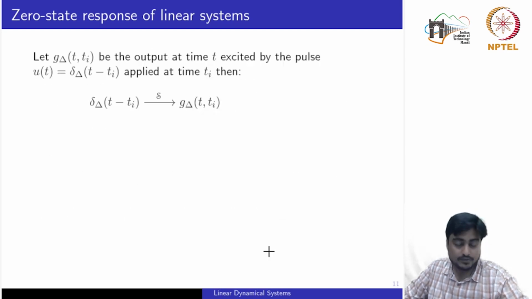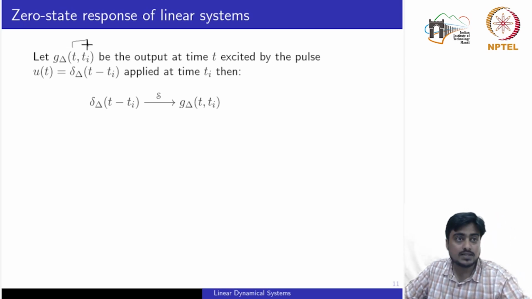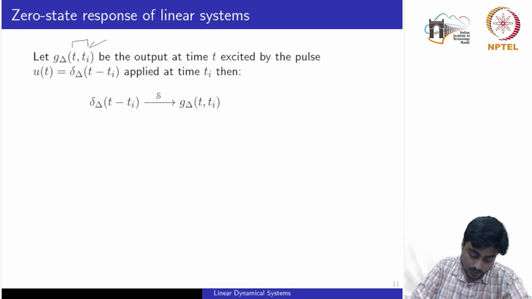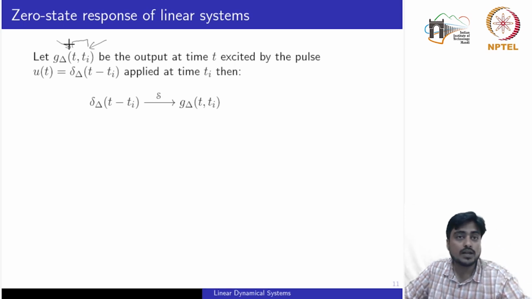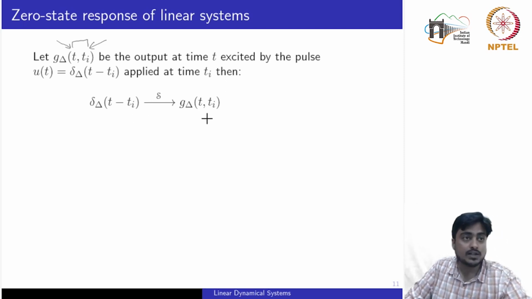Now suppose we define g of capital delta t comma ti as the output of the system at time ti, which is excited by the pulse applied at time ti. So pay attention to these two variables t comma ti. It says that we are applying the input at ti and we are observing the output at time t. This can be represented using our earlier notation, that when the input delta of capital delta is applied to the dynamical system, we obtain this response.